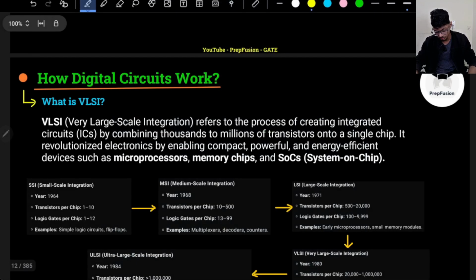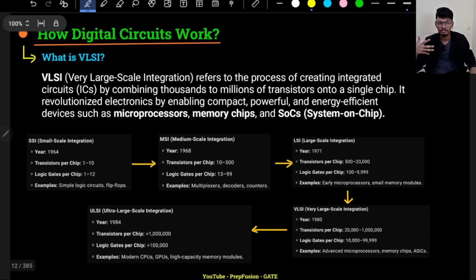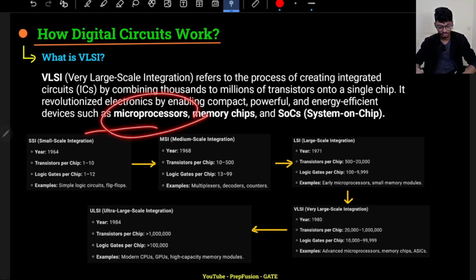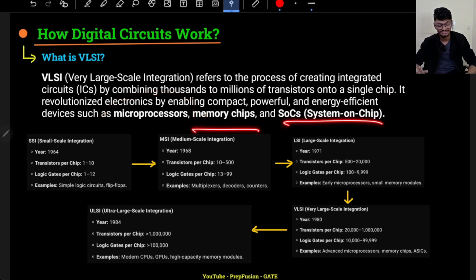Okay, so now let's come to a bit of the VLSI domain. So what is VLSI domain? I already have explained about digital circuits. So let's understand the development of VLSI domain. VLSI is what? Very large scale integration. It refers to the process of creating integrated circuits, ICs, by combining thousands to millions of transistors onto a single chip, as shown in the example of the Apple M2 chip. There are billions of transistors inside. So obviously we have developed VLSI. First it was microprocessors, then we developed memory chips, now it is system on chips, okay.